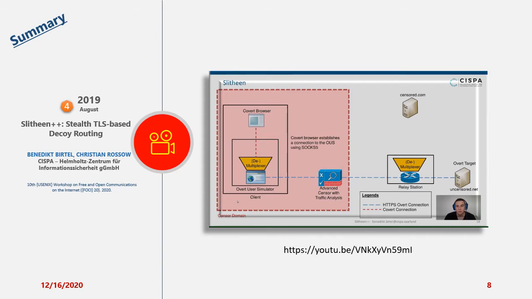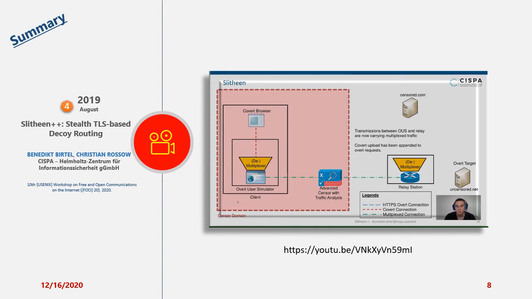The user browser, now considered as the covert browser, establishes a connection to the OUS using SOCKS5 messages to establish a connection to the censored target. The multiplexer is responsible for inserting covert data into overt transmissions and vice versa. The connection is tagged and contains the client's TLS key material to enable the relay station to decrypt and re-encrypt the overt transmission. The communication between OUS and the relay station now becomes a multiplex channel.